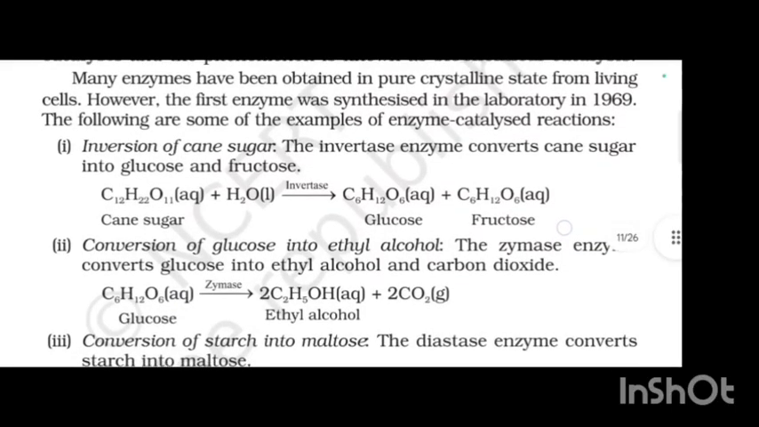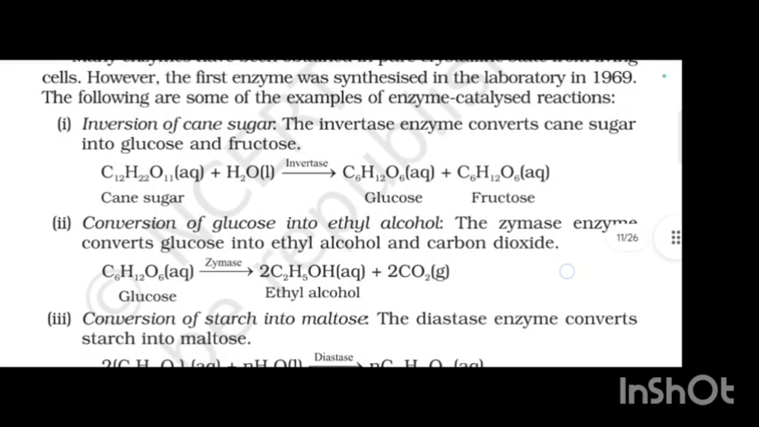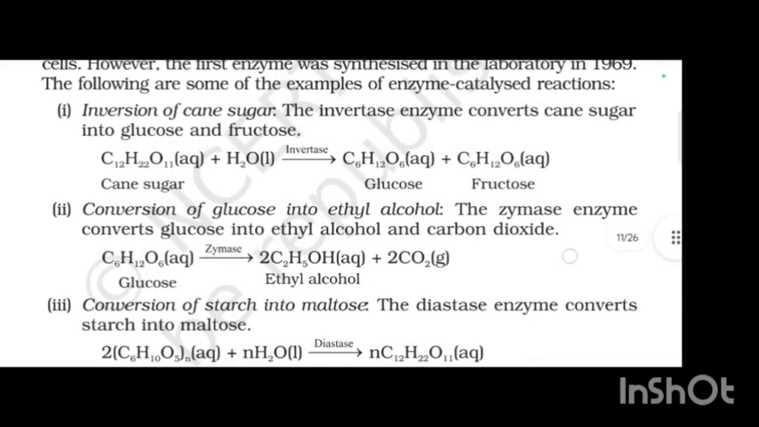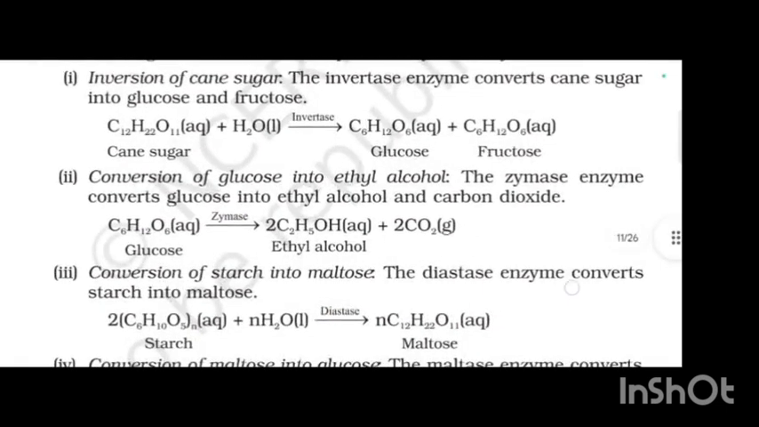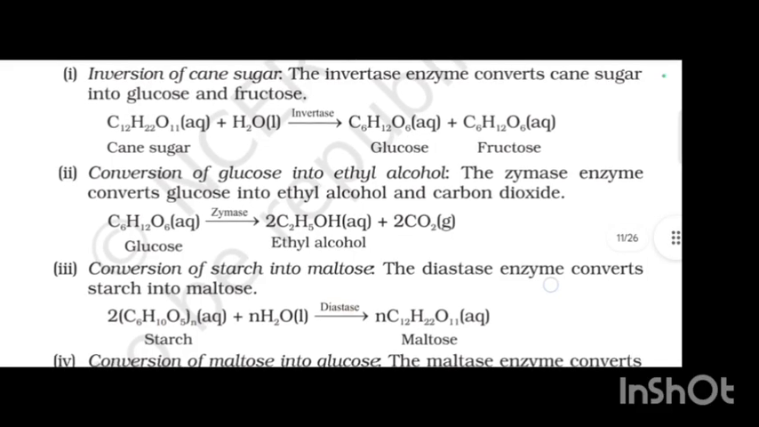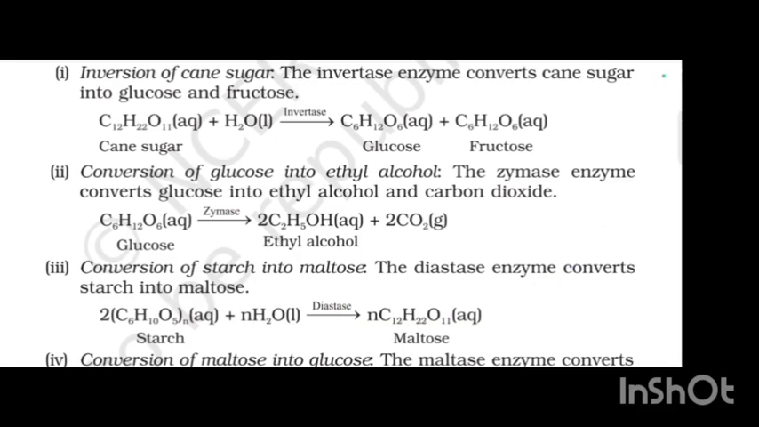Many enzymes have been obtained in pure crystalline state from living cells. However, the first enzyme was synthesized in the laboratory in 1969. The following are some examples of enzyme catalyzed reactions. First, inversion of cane sugar. The invertase enzyme converts cane sugar into glucose and fructose. C12H22O11 aqueous cane sugar plus H2O liquid in presence of invertase gives C6H12O6 aqueous glucose plus C6H12O6 aqueous fructose.